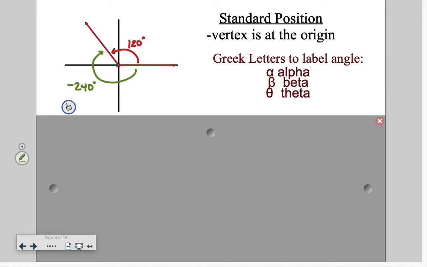Okay? Greek letters that you'll end up seeing are all used for angle measures. You should be familiar with theta. Okay, you did that. That was the Greek letter that was used in geometry. Alpha and beta are, again, other letters that they use to label angles. Okay, so you'll see all of those.